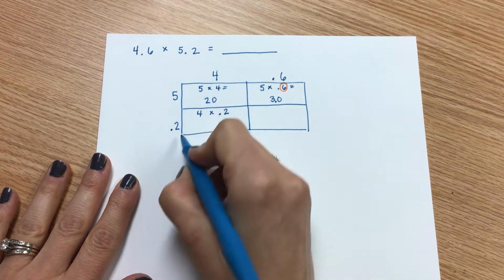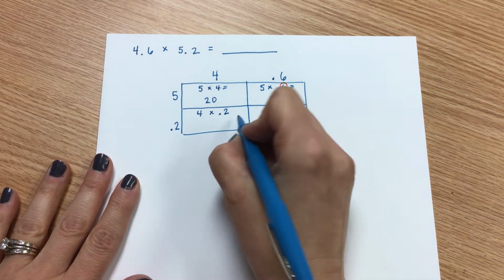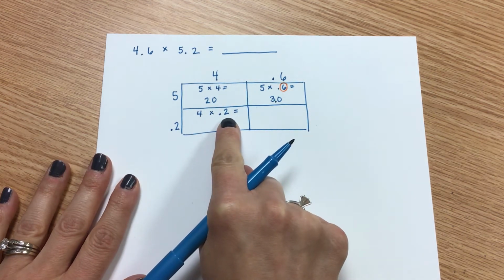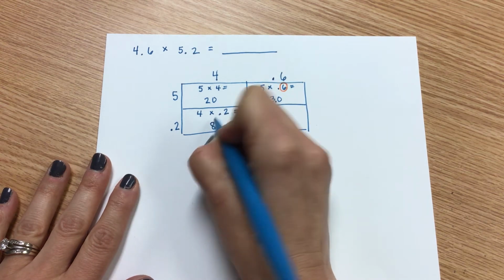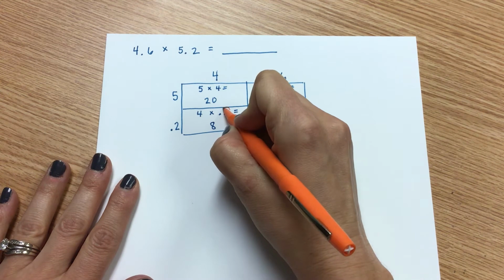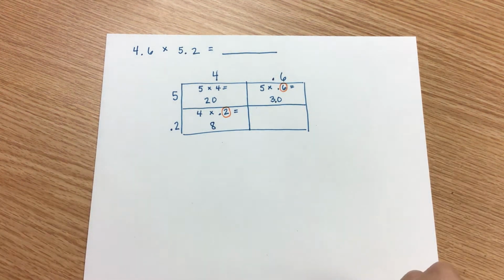Does the order matter if I put 2/10 times 4 and 4 times 2/10? No, it doesn't. Okay, so what is 4 times 2? 8. How many numbers are behind the decimal point in my problem? Just 1. So how many numbers should be behind the decimal point in my answer? 1. You guys are getting good.